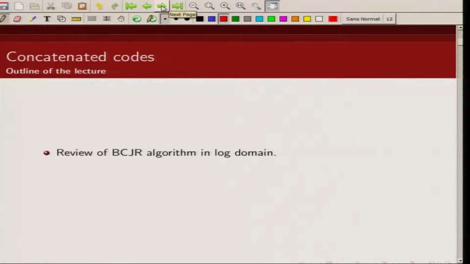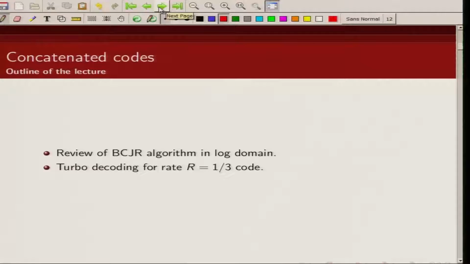We have talked about the BCJR algorithm in the probability domain. We will very quickly review the metrics that are updated in the BCJR algorithm and how they are implemented in the log domain, and then we will talk about turbo decoding. We will take an example of a rate 1/3 code.